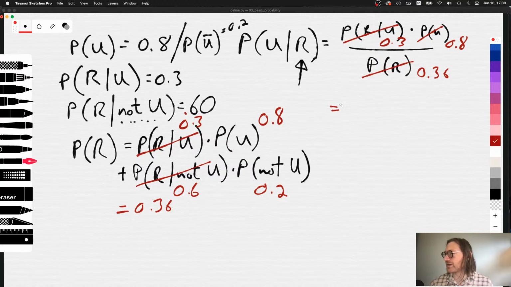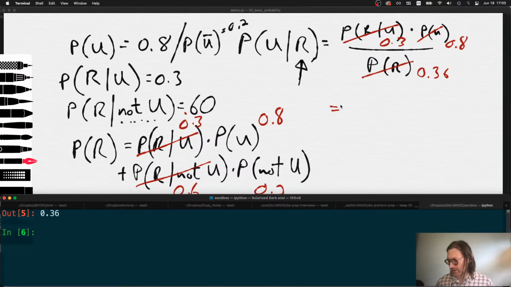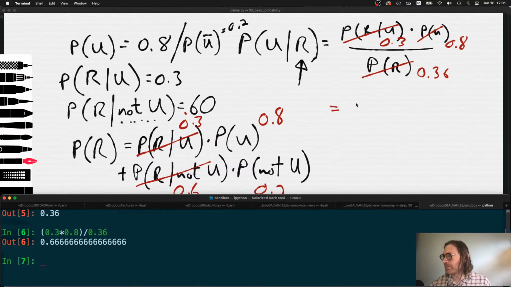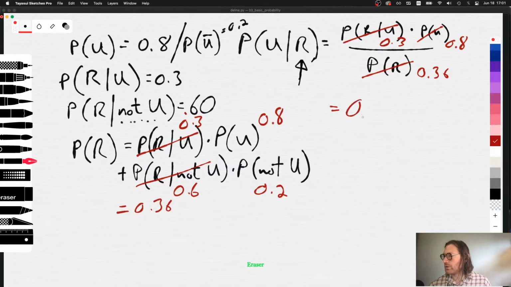And at the end of this, we can just throw that into a calculator and find out. So that is 0.3 times 0.8 divided by 0.36. That looks like 2/3 to me, or 0.667, we could say.